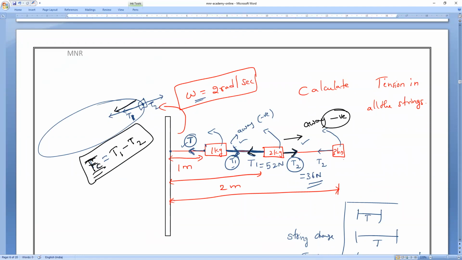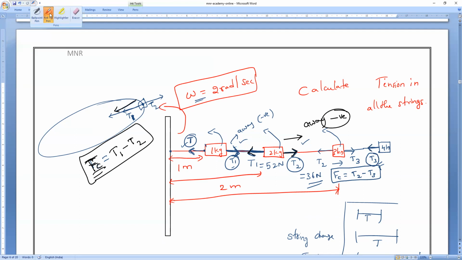For example, if I attach another body, anybody can tell what will happen here? Suppose I attach a fourth body 4 meters away. Then here what will come? T3, and here also T3 will come. So if you want to find the resultant force here, FC is equal to T2 minus T3. Understand? Only for the last body will it act directly. Clear?